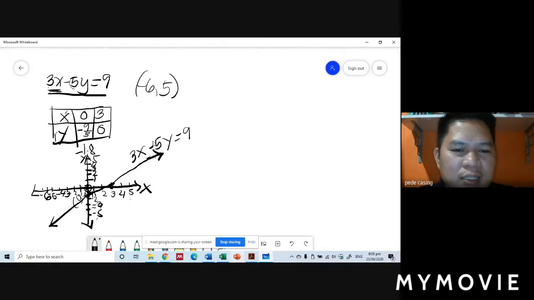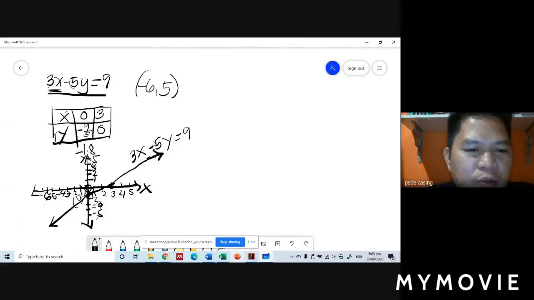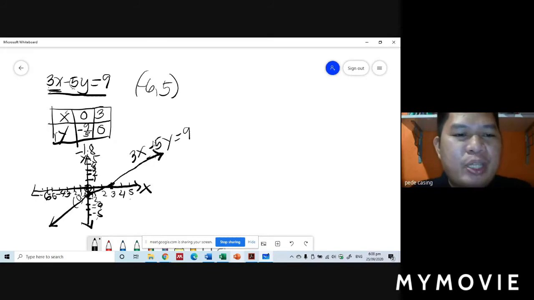This is the point. Naa daw ordered pair nga negative 6, 5. Unsa daw nga line nga mo intersect, unsa nga line nga mo parallel. Mo parallel daw siya nga naay point agian ang isa ka line sa negative 6, 5.